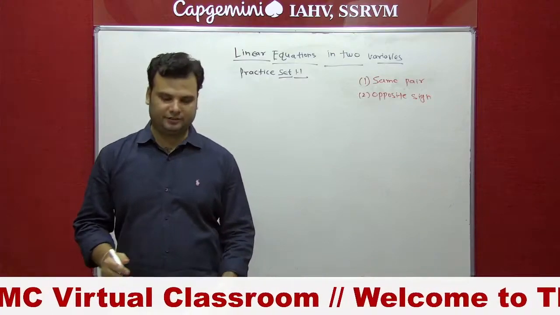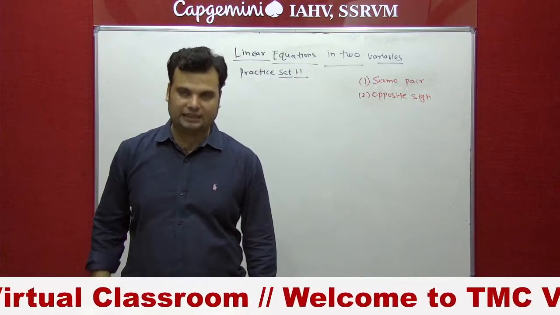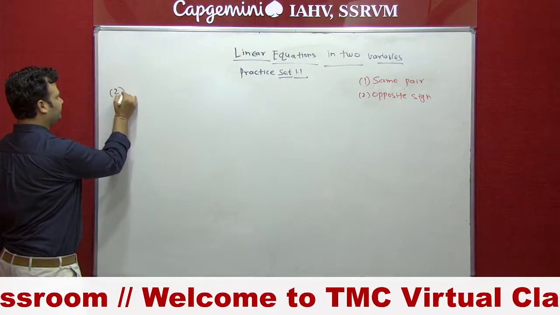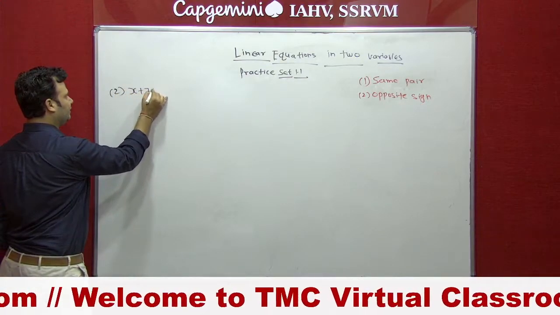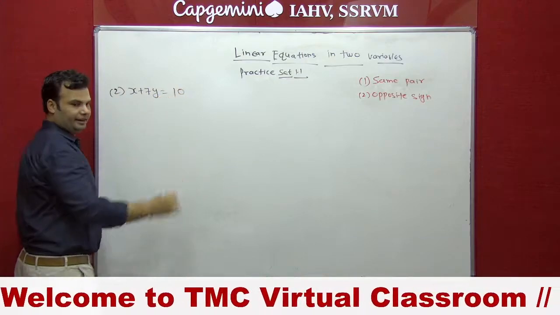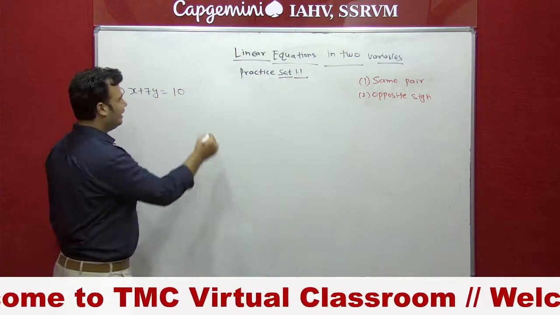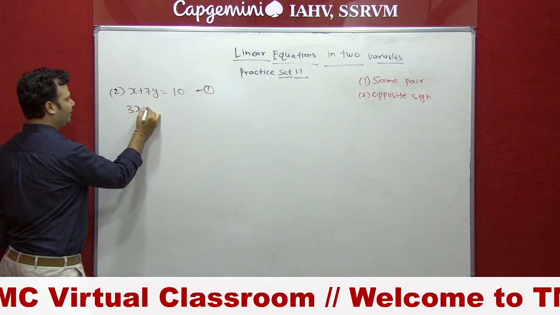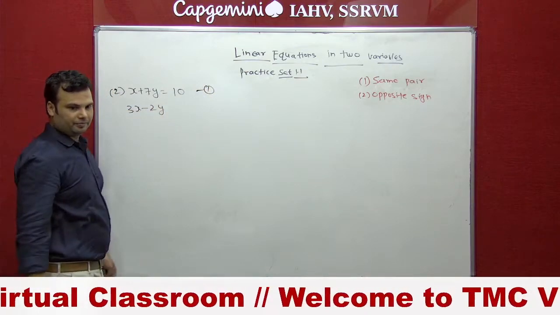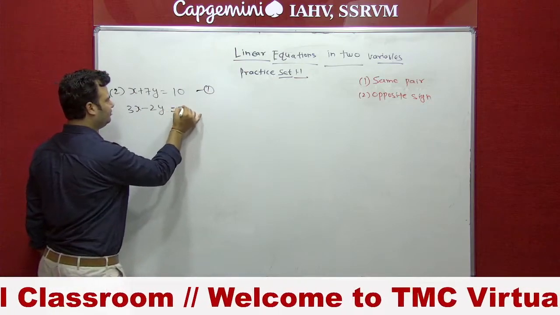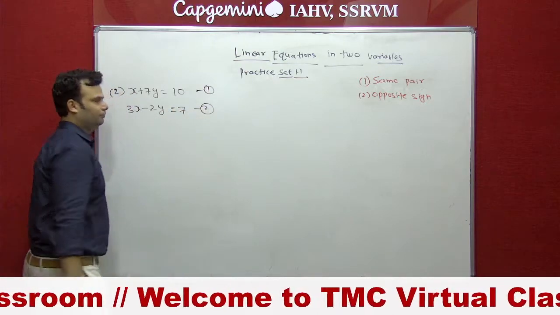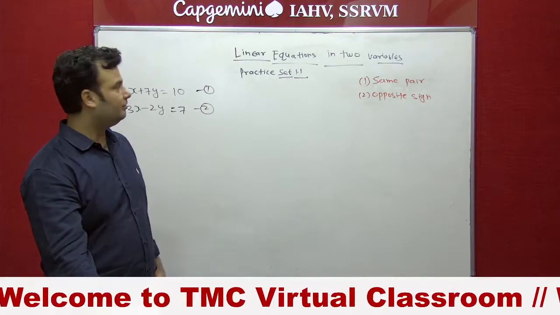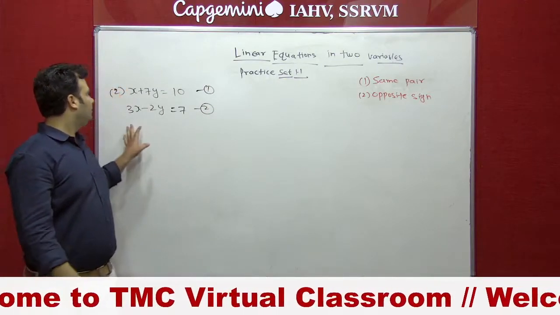Okay student, next sum is: x plus 7y equal to 10, equation number 1, and 3x minus 2y equal to 7, equation number 2. Now student, you have to apply the same method, same pair.